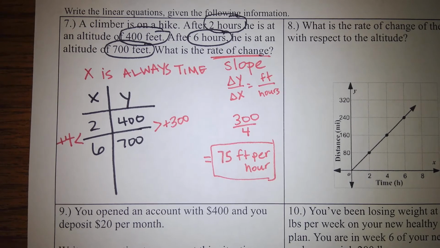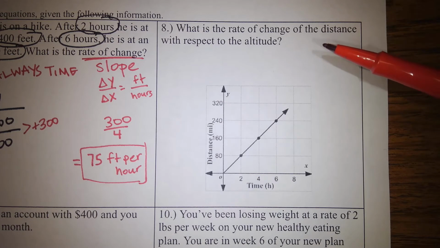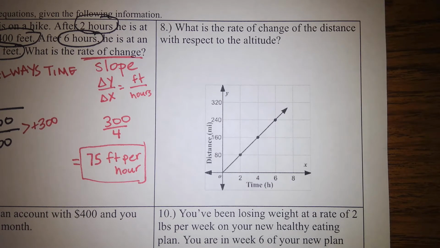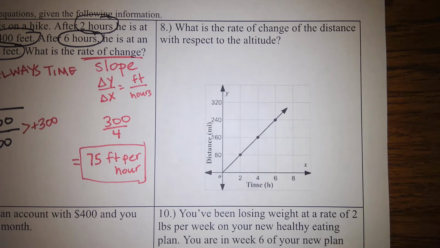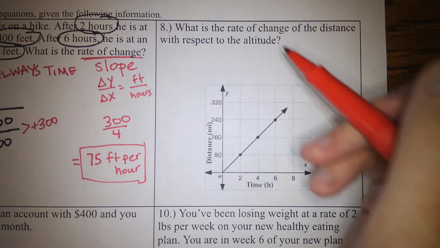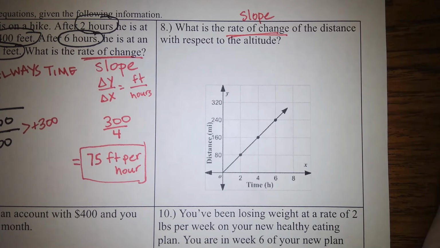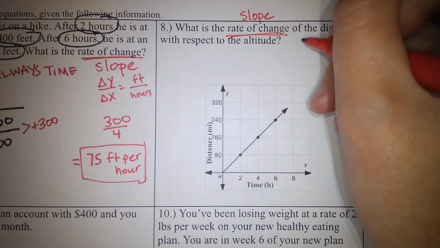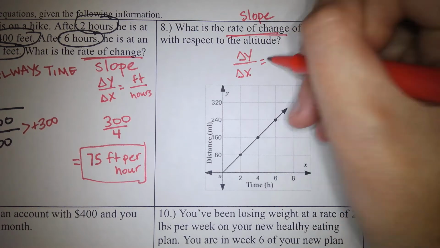All right, if we look at number 8 here, we see what is the rate of change of the distance with respect to the altitude. So what we can do is we can do this a few different ways. We can make a table, we can count up and see what our difference is here. But rate of change, once again, that's kind of a key word, we're going to be looking for that slope. So we're going to do our change in our y over the change in our x.